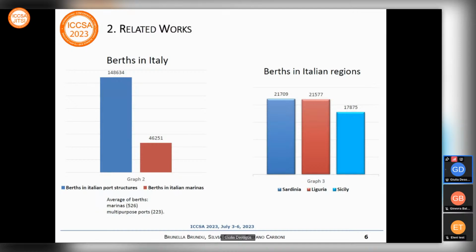ports, which have 223. Graph 3 showed that among regional rankings, Sardinia holds first place in terms of the amount of berths, which are 21,709. Liguria is pretty close to Sardinia, with 21,577 berths, and then Sicily with around 17,000 berths.